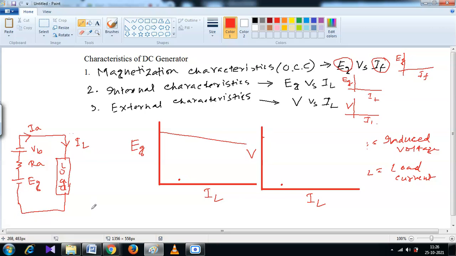EG is the induced EMF. VB is the brush voltage drop. IA is the armature current. RA is the armature resistance. And this is called the equivalent circuit of a DC generator.